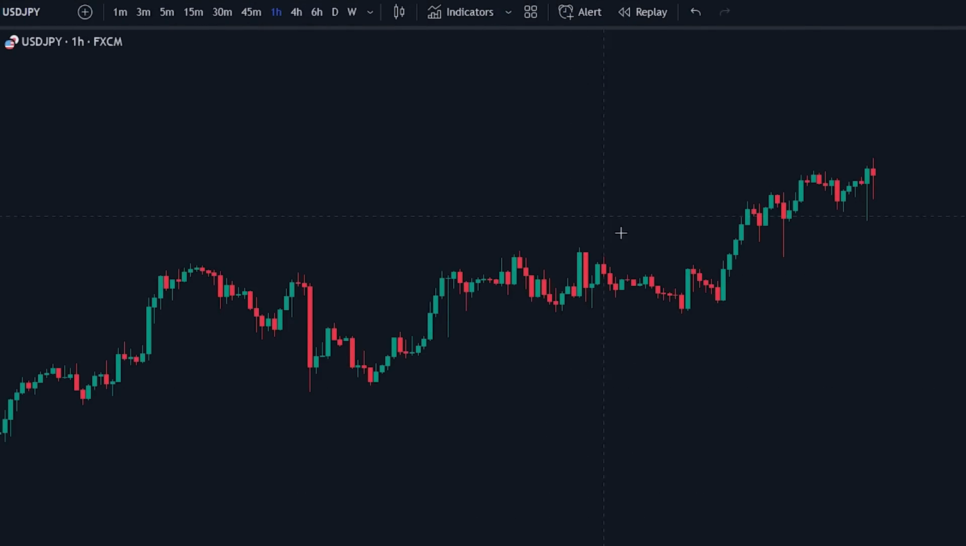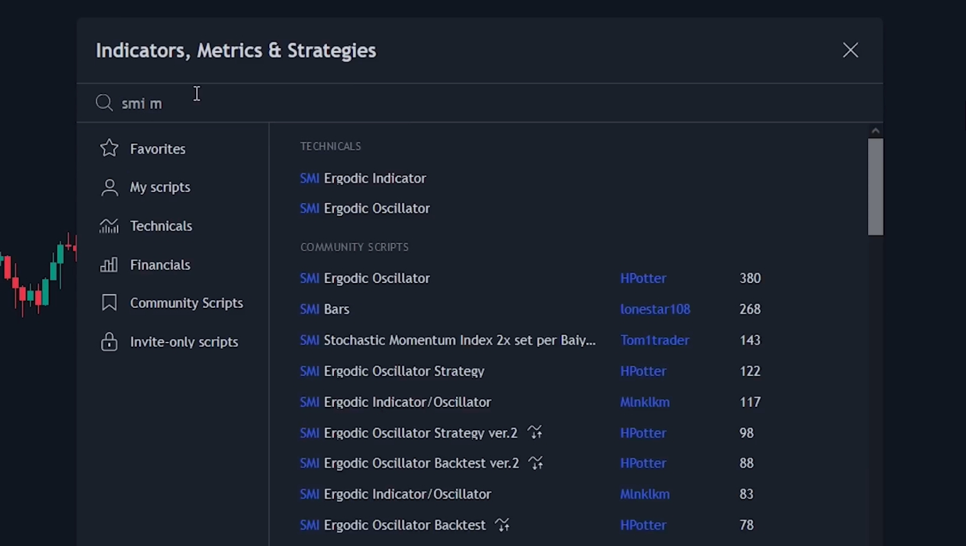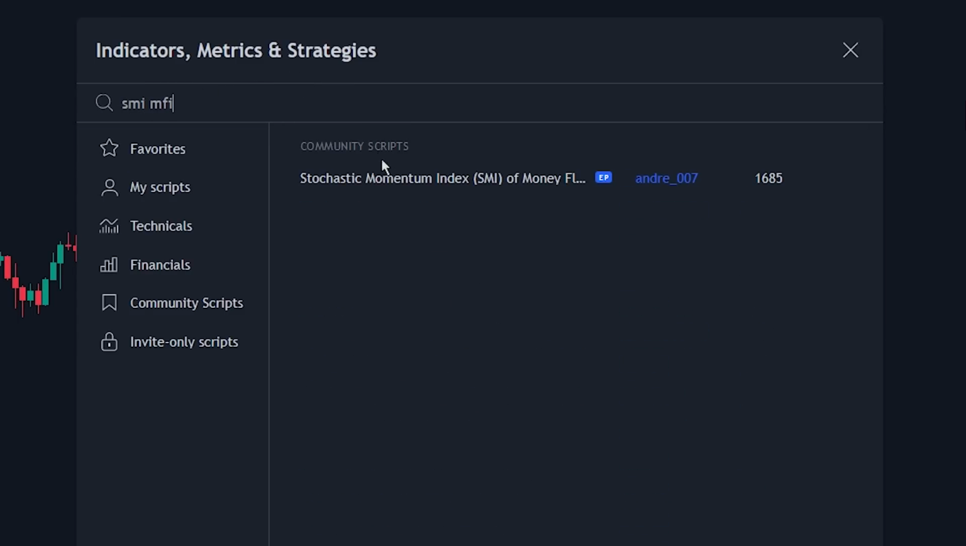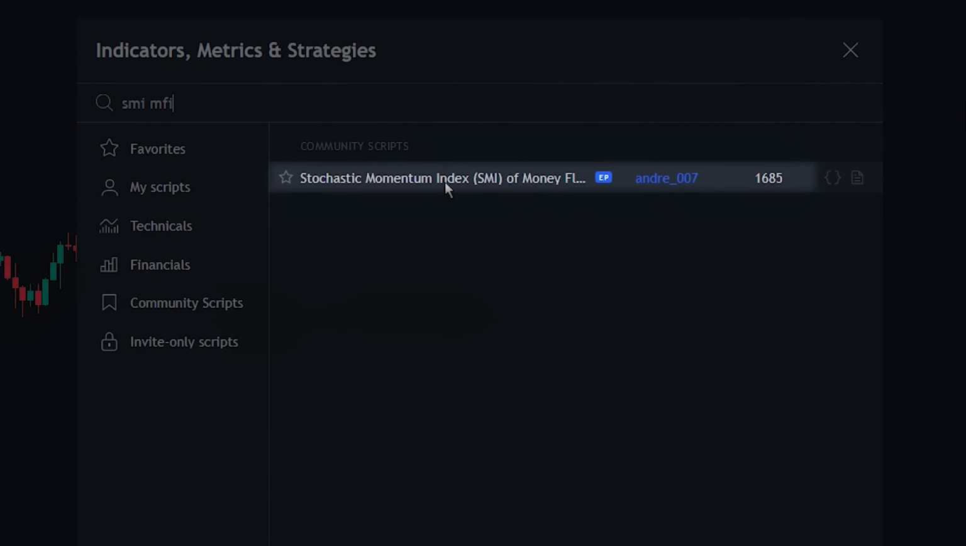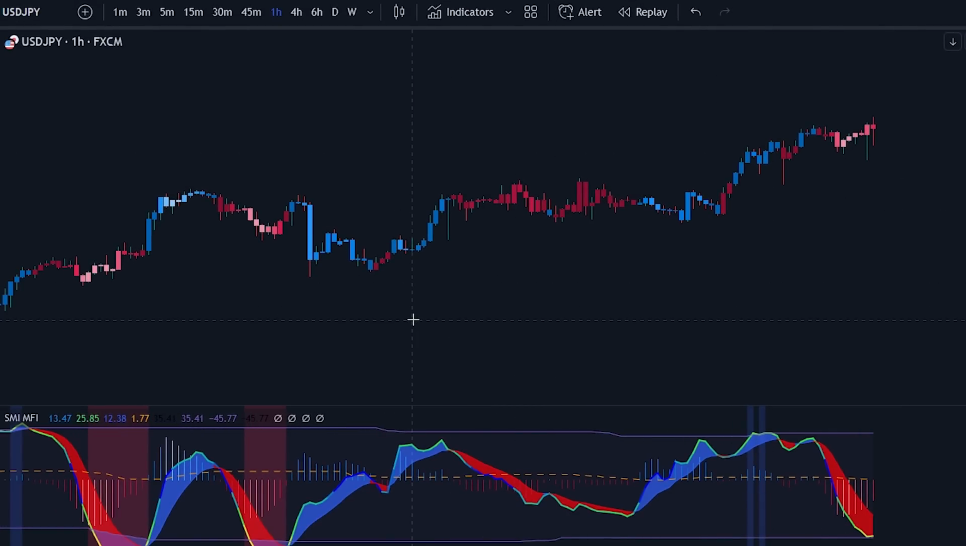Let's first add this indicator to the chart. Head over to the Indicator Search tab and search for the Stochastic Momentum Index of Money Flow Index indicator. Select the indicator made by Andre007. That was all that we needed to do. Now, let's delve into the components of this indicator.